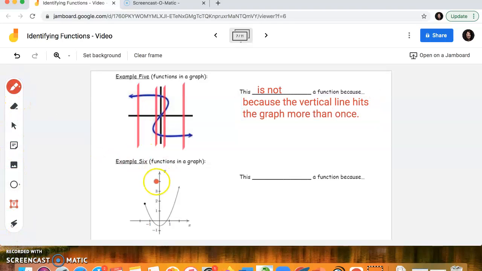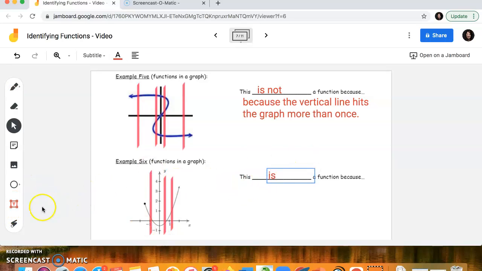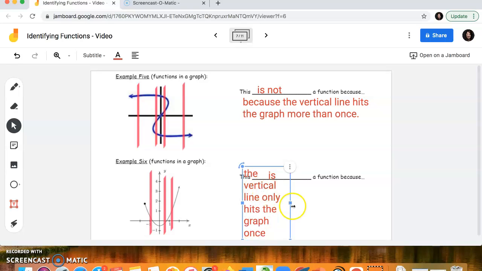Then looking at the one on the bottom, it doesn't matter where we draw the vertical line, it's only going to hit that curved graph once. So this is a function because the vertical line only hits the graph once.